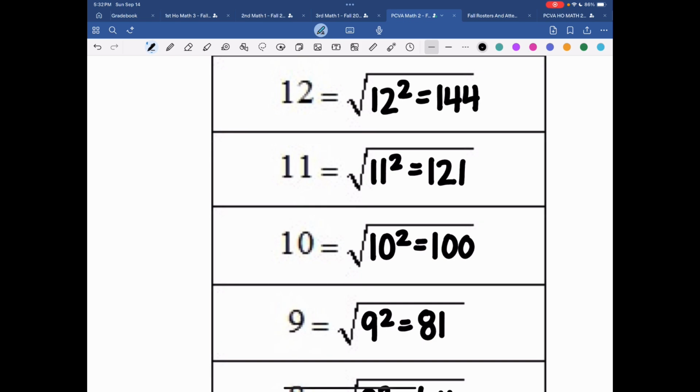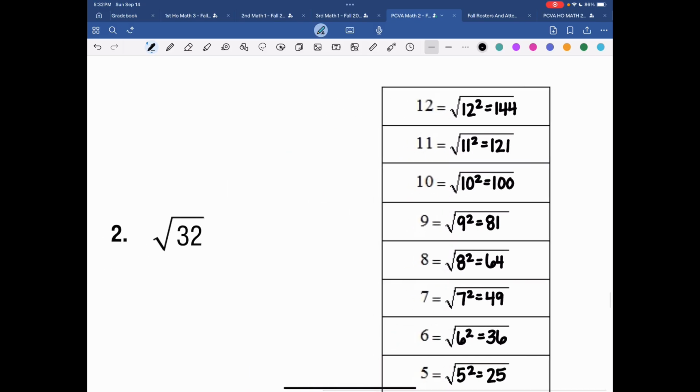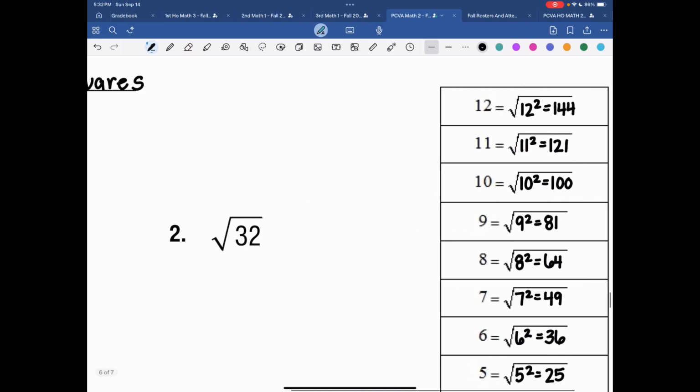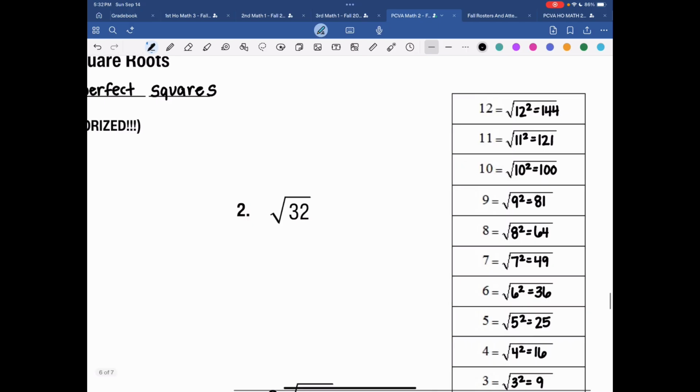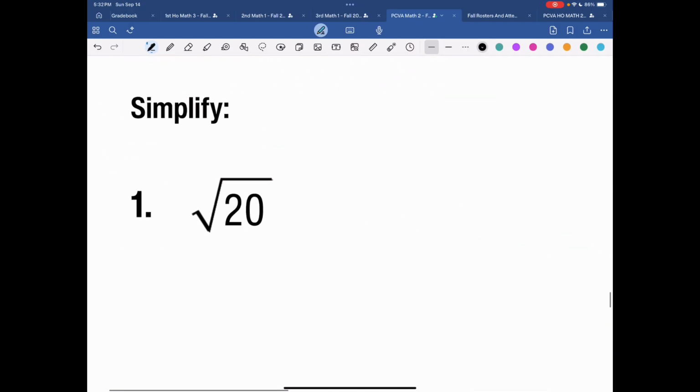Now, these are important because it's going to be a lot easier to break down a square root if you know your perfect squares when you're breaking down the numbers. So, when I go to simplify a square root, there's lots of options. You've probably done something before where you do the factor tree and you say, okay, this is 2 and 10, and then this is 2 and 5.